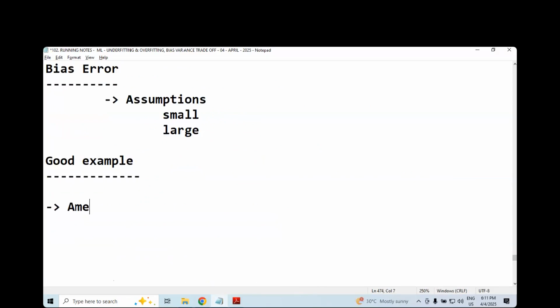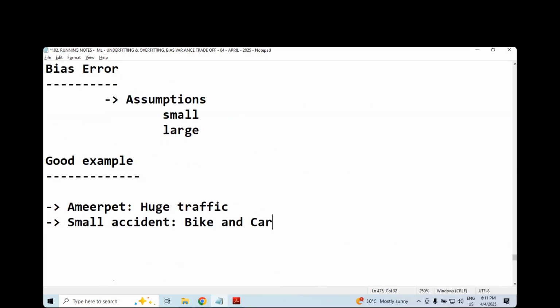Think like in Amirpet. You know Amirpet? Huge traffic, sir. A small accident happened. Not a major accident. The first one will be a bike and car accident. On an average, at what time? Think like 9 a.m.